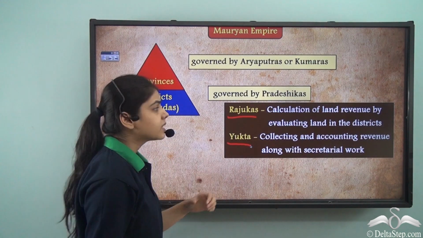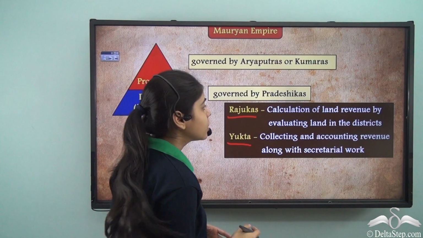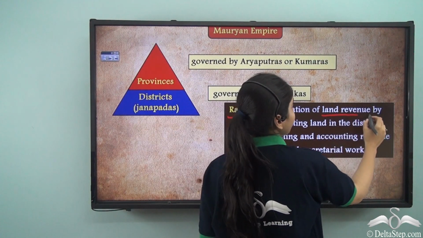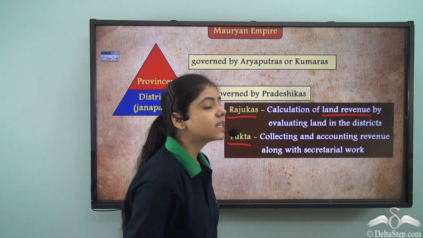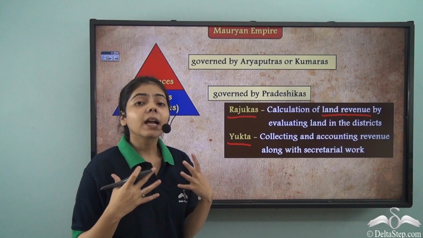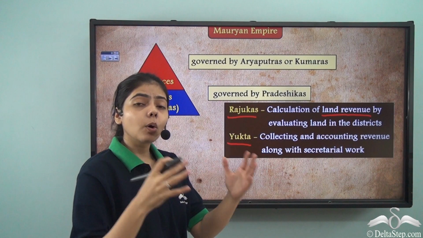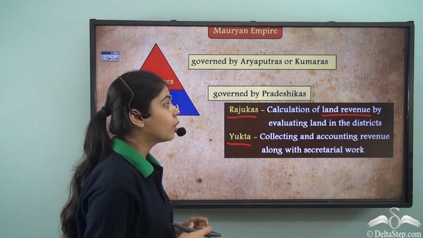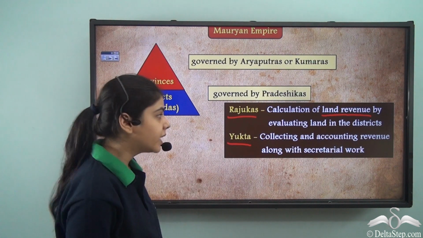What was the importance of Rajuka? So these Rajukas used to calculate the land revenue. How? By evaluating the land in the district, like how much land is there in the district, and according to it the calculation was done of how much land revenue should be generated.